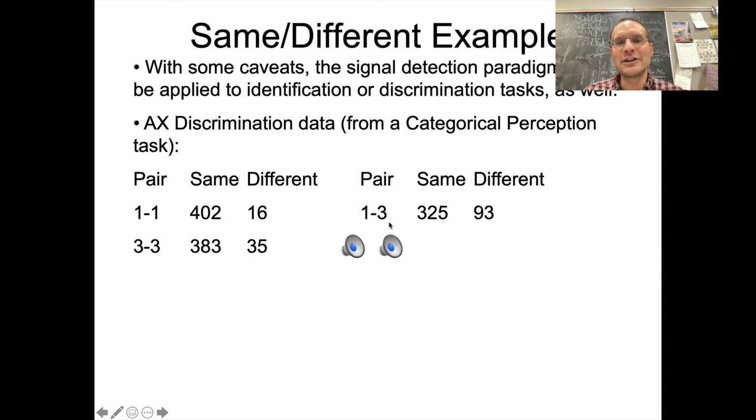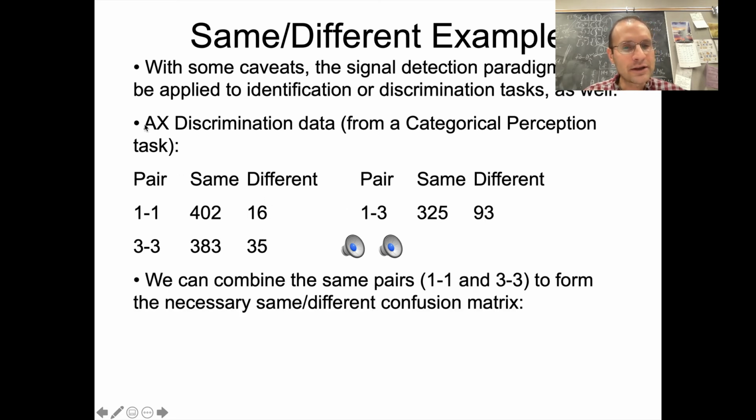And in fact, even when you present both of these together in either order, most people respond same because they do sound pretty similar, right? But you get more different responses in that case than you do over here in the actual same pairs. So if you want, you can actually combine these pairs into a same-different confusion matrix. It'll look like this, where we have same pairs, either 1, 1 or 3, 3.